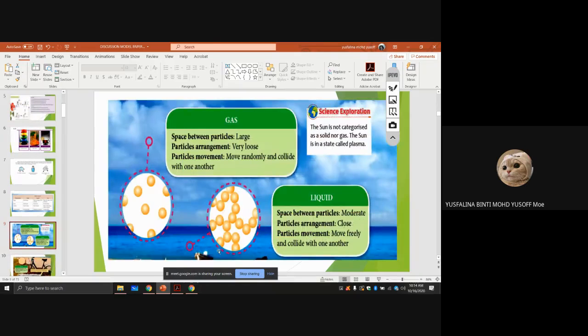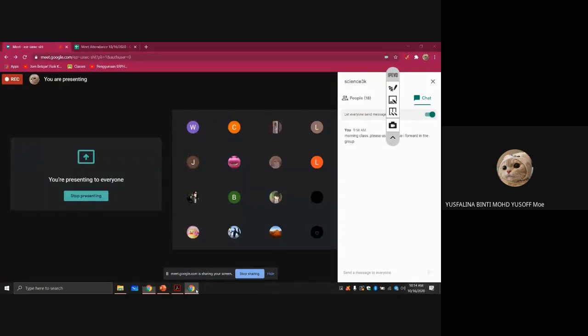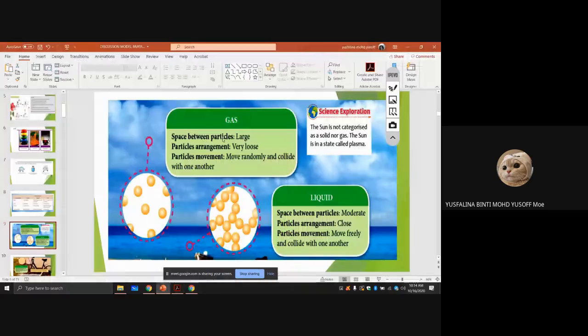And then another one. So gas, right? For gas, the space between the particles is very large. The particle arrangement is very loose. So you can see the molecules here are very far from each other, which means there is a lot of space between the gas particles. The particle movement is random. So the correct answer from before is they can move randomly and collide with one another. So this is for the gas.